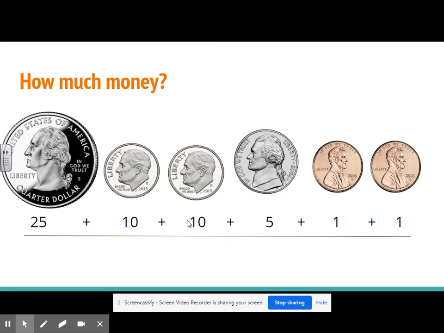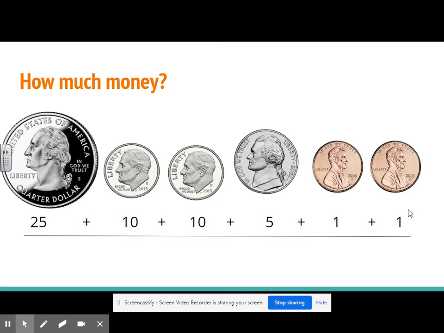25 plus 10 plus 10 plus 5 plus 1 plus 1. You've got to take time to count all that up. If you wanted to go straight across, you could. 25 plus 10, 35. 35 plus 10 is 45. 45 and another 5 would be, I'm sorry, 45 and another 5 would be 50.